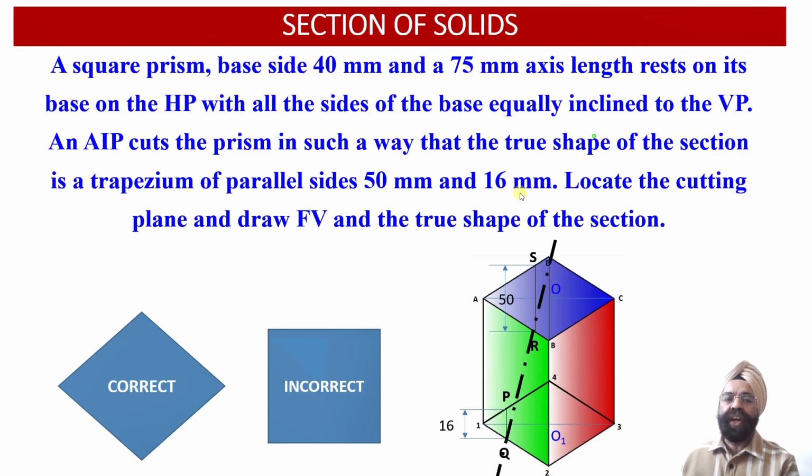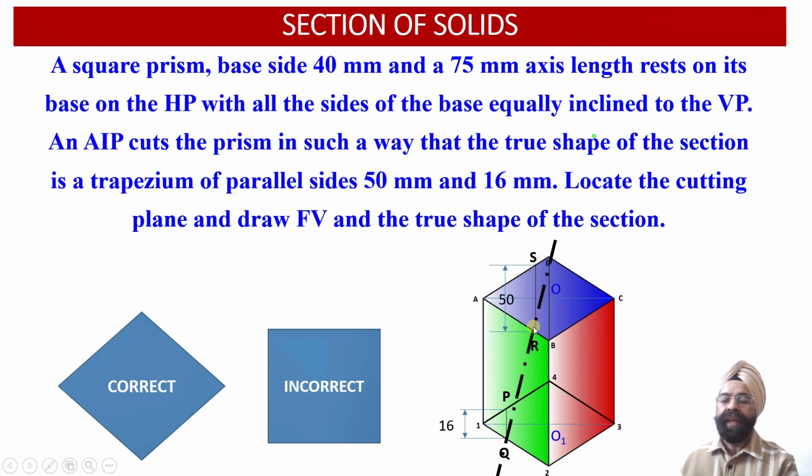Now, here we are going to obtain the trapezium true shape projections corresponding to this cut section only when the cutting plane does not pass through the vertical edges of this square prism. Rather, 2 points of intersection should be obtained on the base of the square prism, while the remaining 2 points of intersection of the cutting plane with the square prism should be obtained on the top face of the square prism.